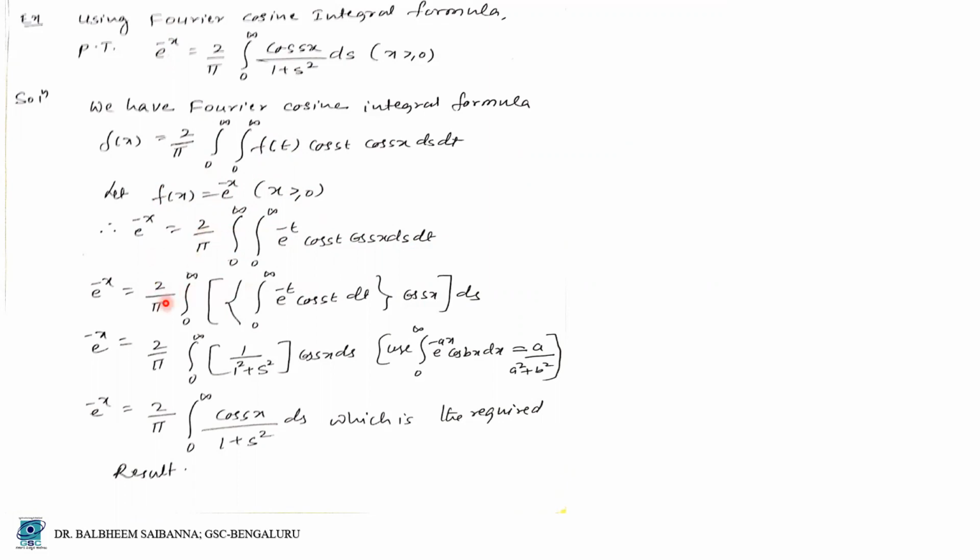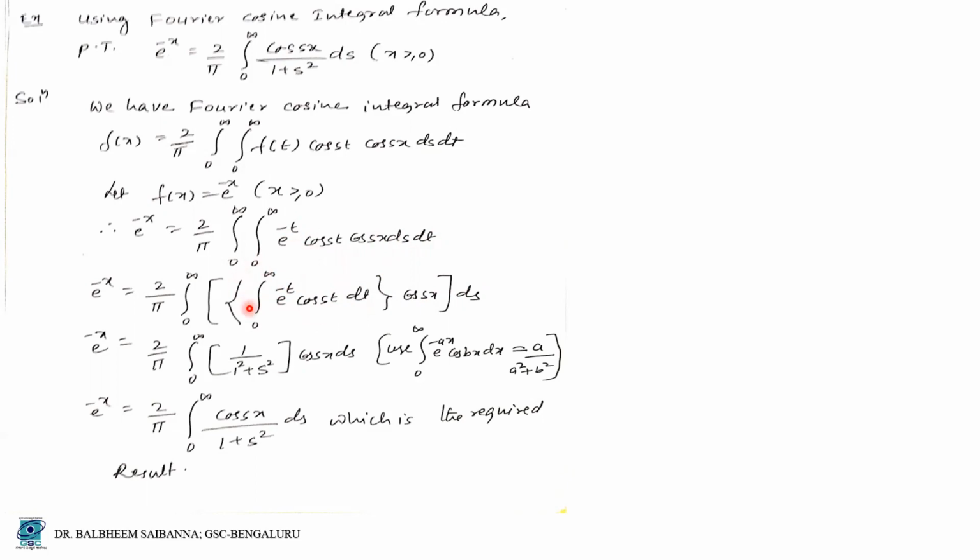Now this integral we write in another form. Everything is the same; we are splitting it into two integrals separately. 2 by pi, the constant, stays as it is. Then the first integral as it is, then the second integral, 0 to infinity e to the power of minus t cos st dt. This is the inner integral. Then the remaining cos sx ds as it is.